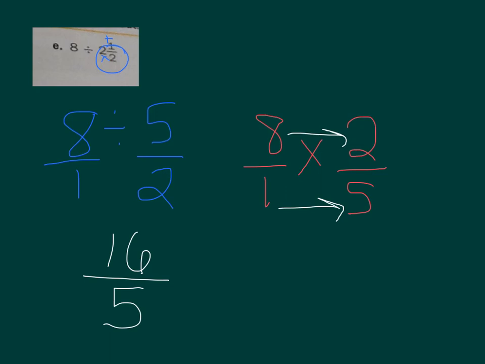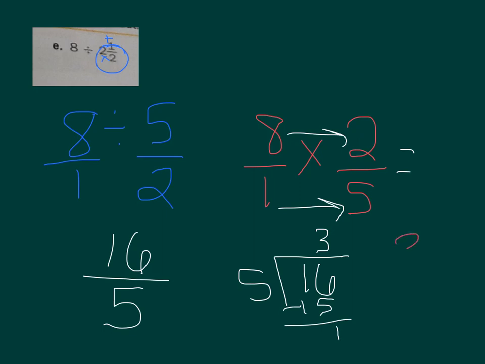Now, once I have this improper fraction, because I multiplied, I need to put that back into a mixed number. So I'm going to put it back in. The top number always goes on the inside of the division sign, so 16, and the 5 will go on the outside. 5 can go into 16 3 times. 3 times 5 is 15. 16 minus 15 is 1. So I'm really left with 3 1/5 as my answer.